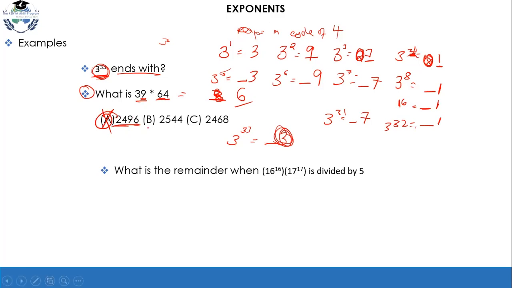So it's always going to repeat. Basically, whenever you power a number, the units digit is always going to repeat itself. Let's look at our last example: 16 power 16 and then 17 power 17.